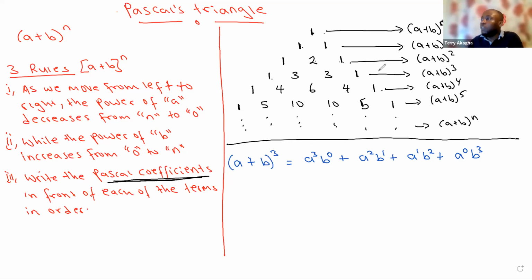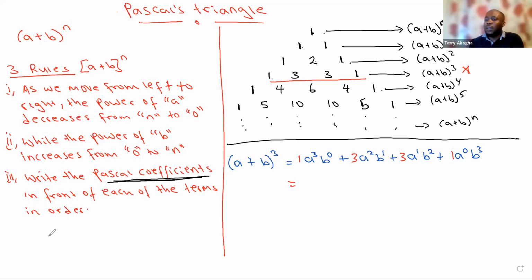So what is the Pascal coefficient for A plus B to the power 3? This is it. So it's 1. This is the Pascal coefficient for it. So it's 1, 3, 3, 1. Can you see? Then we can simplify. 1 times A raised to the power 3.